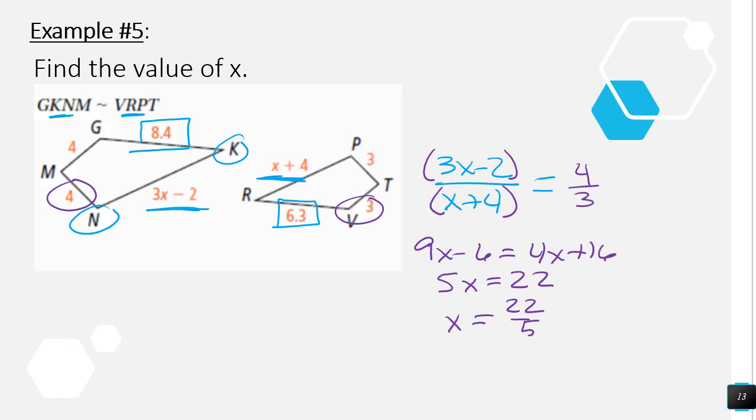All right, so if you hit pause and you did your work, you should find that X equals 22 over 5. You know me, love those fractions. Do not convert them to improper fractions or to decimals.